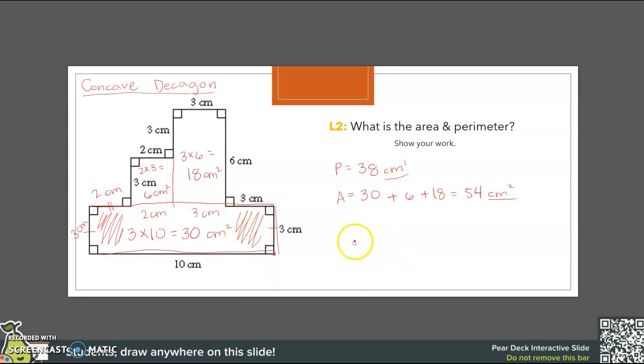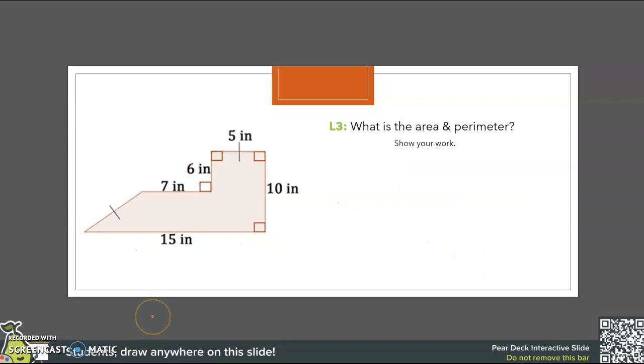So a point is 0 dimensions, 0D. A line is 1 dimension, 1D, and a shape is 2 dimensions, 2D. Let's try the next problem.